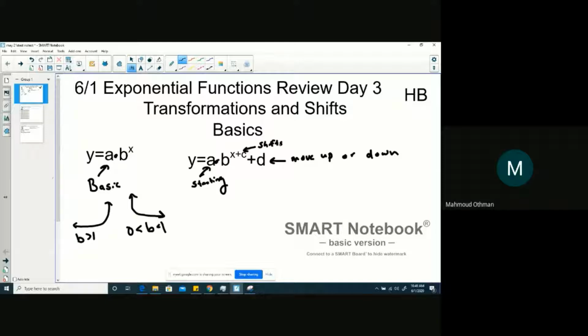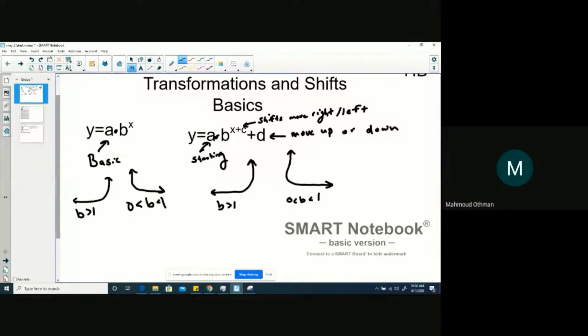It shifts or moves the graph to the right or left, and it will still have this shape or the other shape, depending on the value of b: greater than 1, or between 1 and 0. Now let's take a look at some of these graphs.